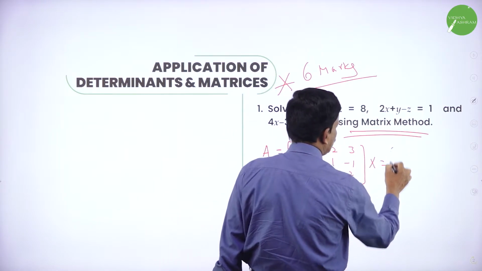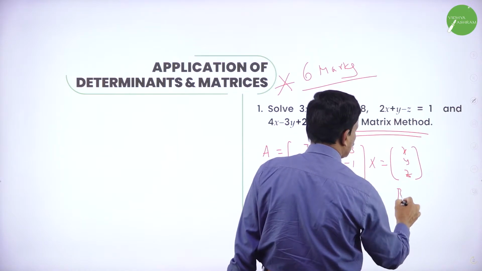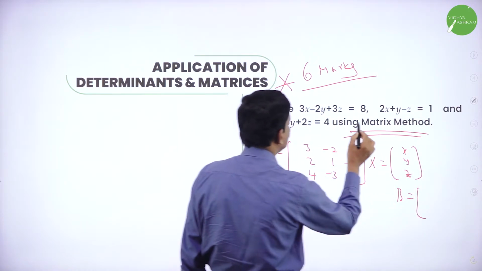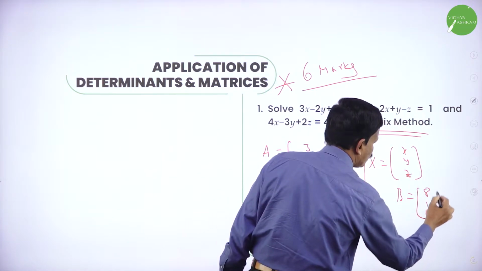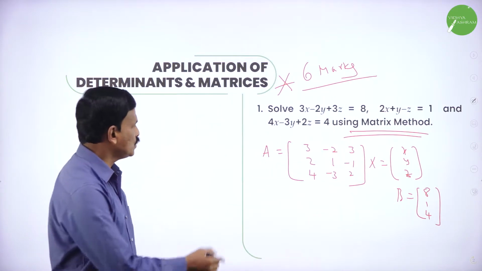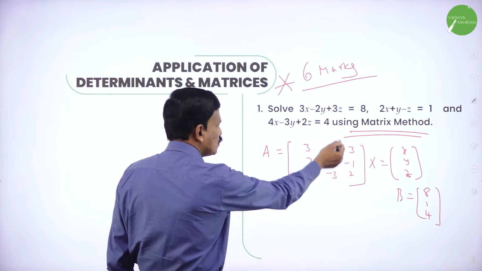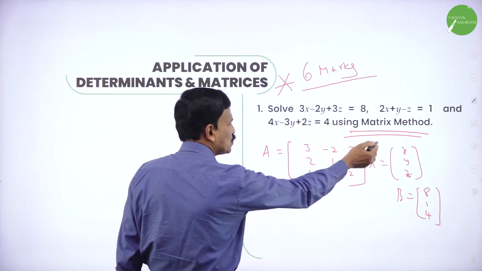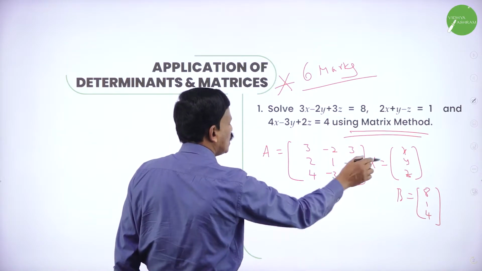You know the value of X. X is nothing but x, y, z, that is to be determined. And the constant matrix B is equal to 8, 1 and 4. This is the given condition. So, A is equal to coefficient of x, coefficient of y, coefficient of z, and X is equal to x, y, z, and B is equal to constants 8, 1 and 4.